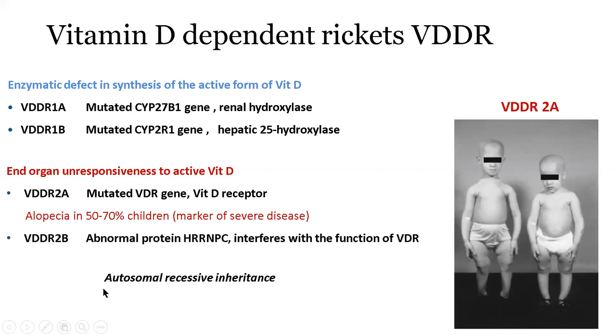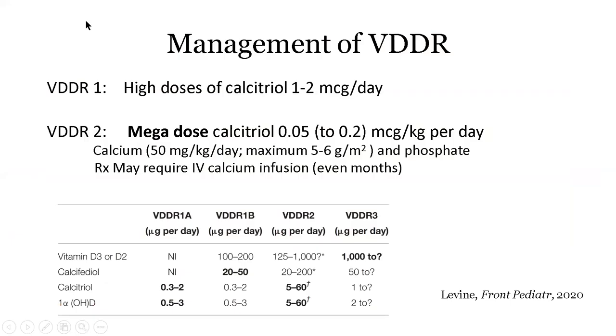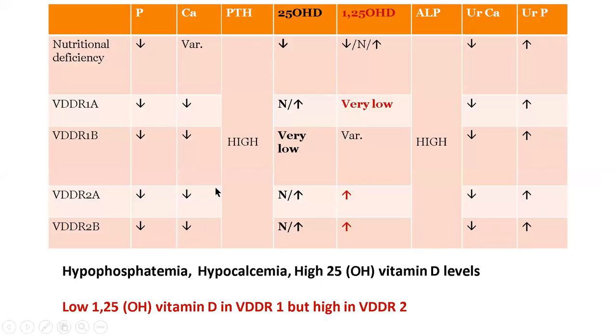Otherwise, all forms of vitamin D dependent rickets are autosomal recessive. So just to recapitulate the calcipenic rickets, we have the nutritional deficiency, and we have the various forms of VDDR, vitamin D dependent rickets. The main denominator here is that there is hypocalcemia. There would be hypophosphatemia. 25 OH vitamin D levels would be normal in the hereditary forms of calcipenic rickets, whereas they will be low in nutritional rickets. So this differentiates nutritional rickets from the other forms of calcipenic rickets. And another thing to note, though 1,25 OH vitamin D levels are not done, they are generally raised in type 2 VDDR.